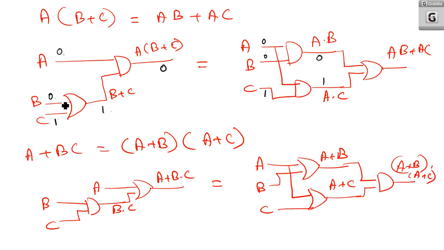What is B or C? 1. And A and (B or C), that is 0 and 1, and 0 and 1 is 0. Sorry, here it is A and C. A and C is 0 and 1, and 0 and 1 is 0.